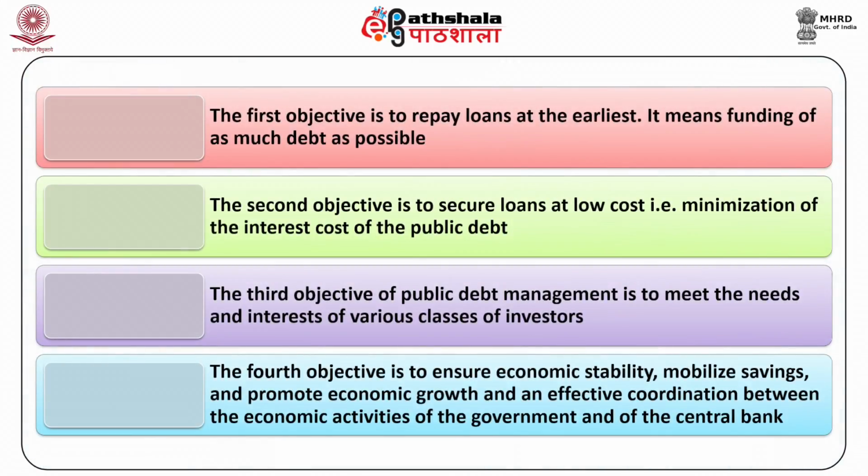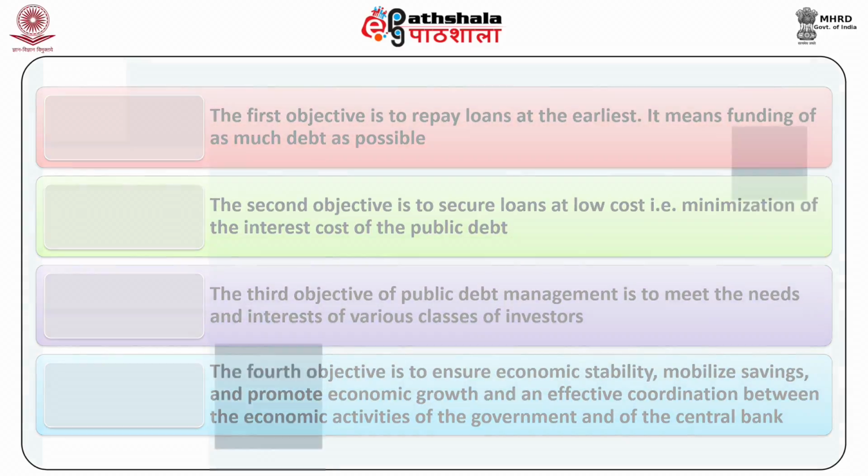Objectives of debt management. The first objective is to repay loans at the earliest. It means funding of as much debt as possible. The second objective is to secure loans at low cost, that is minimization of the interest cost of the public debt. The third objective of public debt management is to meet the needs and interest of various classes of investors. The fourth objective is to ensure economic stability, mobilize savings and promote economic growth and an effective coordination between the economic activities of government and of the central bank.